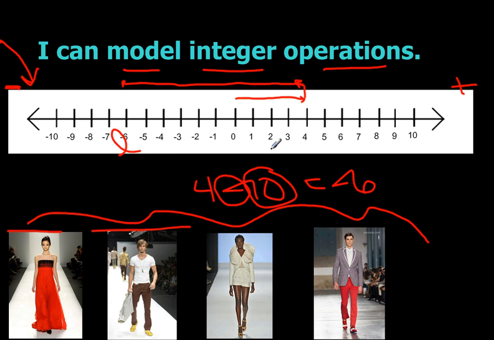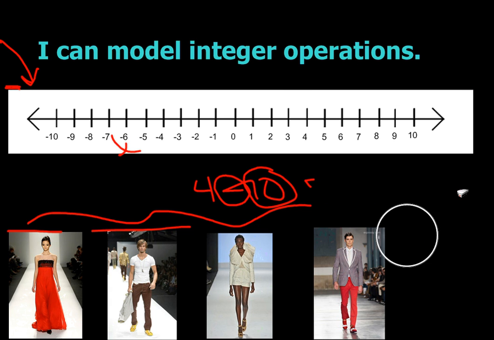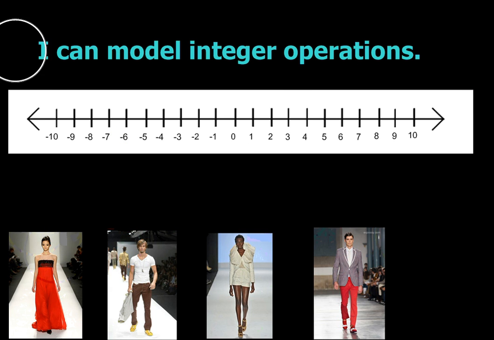So by using the walking method on our number line, we can model the operation of 4 and then subtract a 10. So there's my 4 subtract 10, and that's my model on my number line, and it tells me the answer is -6. Let's try another little walk. Let's take another walk on the number line. All right, here we go.